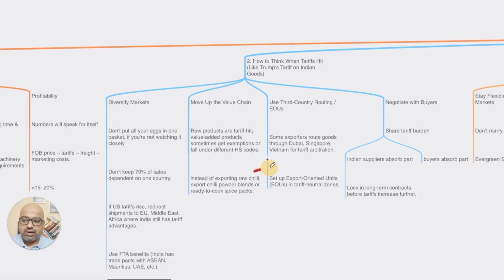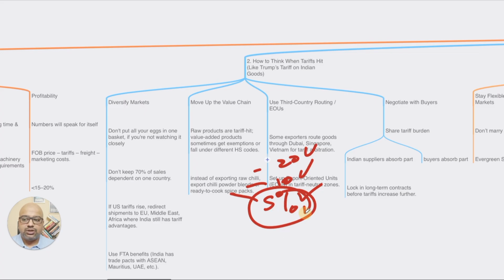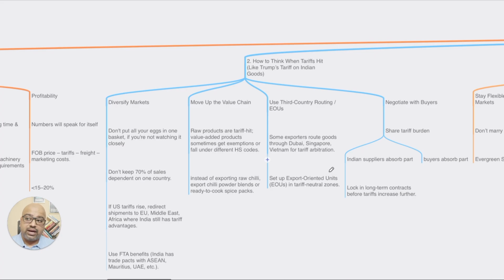If raw material is 20%, blend or semi is around 10%, and ready to cook is 5%, pick what suits you more. The profit should be higher, the tariff should be lesser. That is the golden line for your product. If this is something you can calculate and understand the agreements and make the deal, good to go.